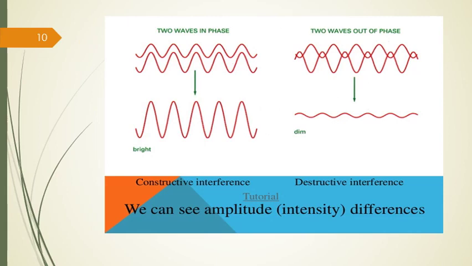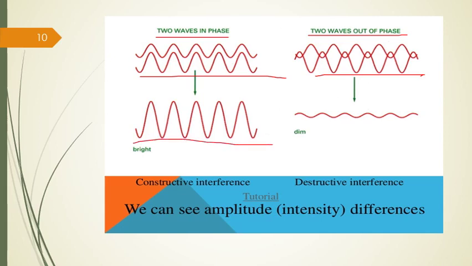Here we have the figure. In the two waves in phase, both the peaks and valleys have the same pattern, but in the two waves out of phase, the directed light rays and the diffracted or reflected light rays are not in phase; their peaks and valleys are not in the same pattern, so they are out of phase. Due to this, where we have two waves in phase, we observe a bright image, and where we have two waves out of phase, we have a dim or darker image.